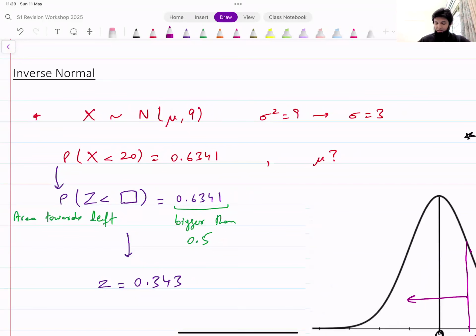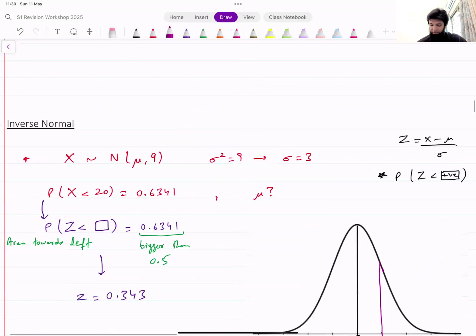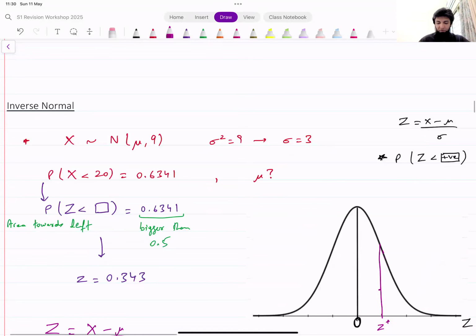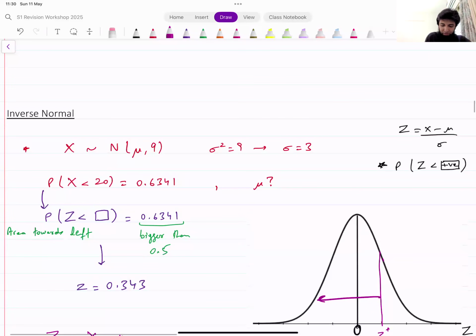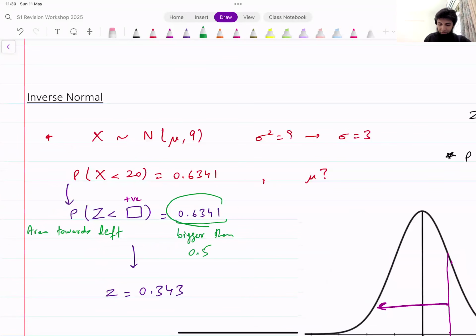Now, where do we place z on this normal distribution curve then? Do we place that on the left side, on the negative side, or on the positive side? If you were to place that on the negative side, the area to the left side would be smaller. If we place that on the positive side, the area on the left side would be bigger, and that is what we want. So that tells us that the z value is supposed to be positive here. Now, if that's positive, we know it is the standard form, z less than a positive number. We can use the table for this. We go to the table, find the z value corresponding to this probability, 0.6341, and that would give you the z value 0.343.